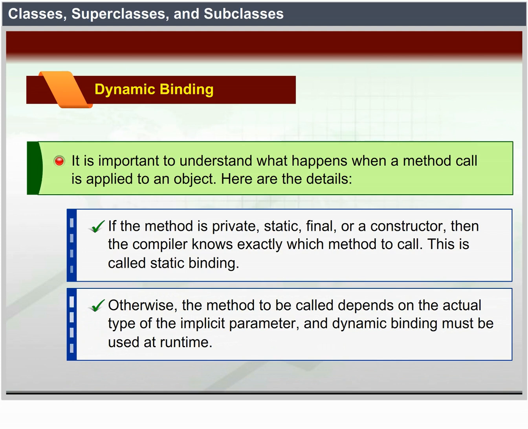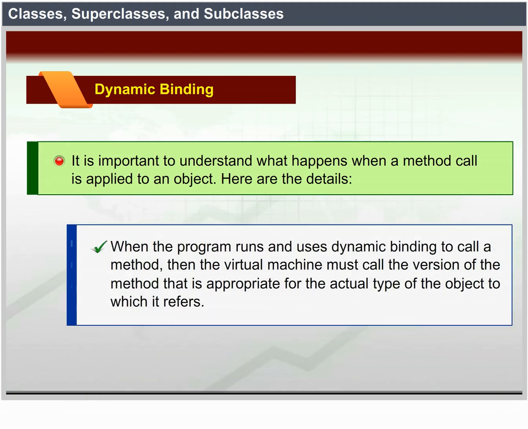Otherwise, the method to be called depends on the actual type of the implicit parameter, and dynamic binding must be used at runtime. When the program runs and uses dynamic binding to call a method, then the virtual machine must call the version of the method that is appropriate for the actual type of the object to which it refers.